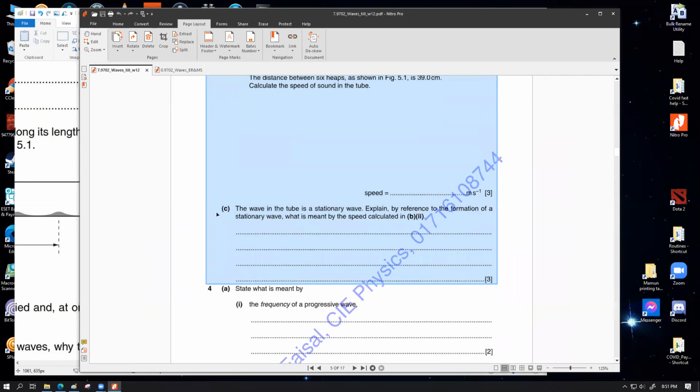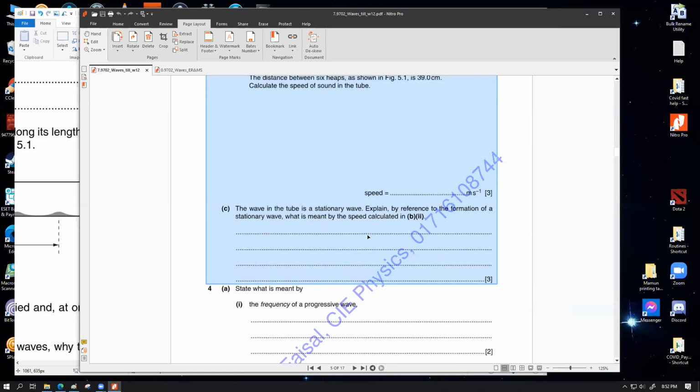The wave in the tube is a stationary wave. Explain by reference to the formation of a stationary wave what is meant by the speed calculated in B2. Whenever you are trying to mention the formation of a stationary wave, there are a couple of things that you need to mention. What are the two individual progressive waves which are causing the stationary wave, which produces nodes and antinodes, or you can say locations of maximum amplitude of air vibration and zero amplitude of air vibration, which are antinodes and nodes respectively.